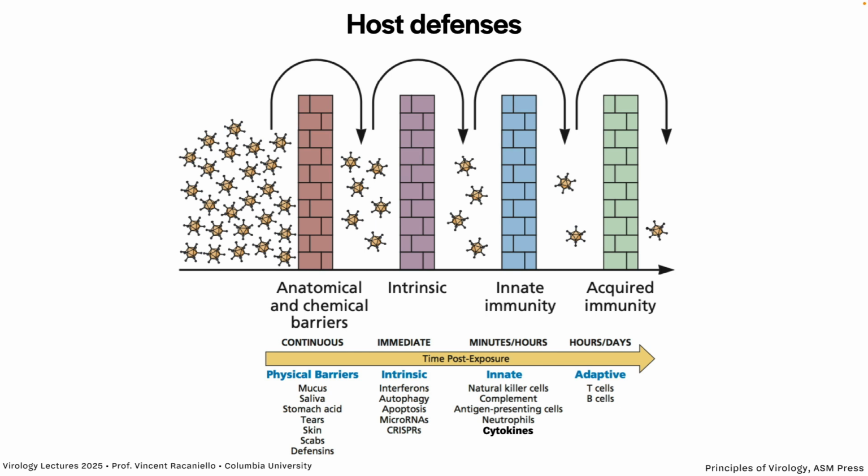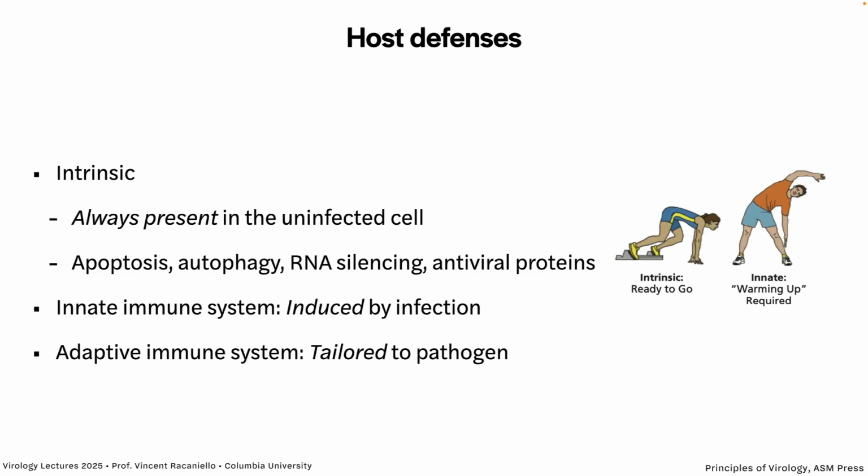So viruses encounter each of these barriers. And if they get over one, they encounter the next and the next and the next and so forth. And if they get over the final barrier, acquired immunity, then you have some kind of disease. So here are the host defenses in another way. Intrinsic defenses are always present in the uninfected cell, and I've given you some examples already, right? Intrinsic is ready to go, and the innate immune system is induced by infection. It needs some warming up, and the adaptive is tailored to the pathogen. That's probably the best way to distinguish the two, that it's tailored to the pathogen, so it takes longer to develop.